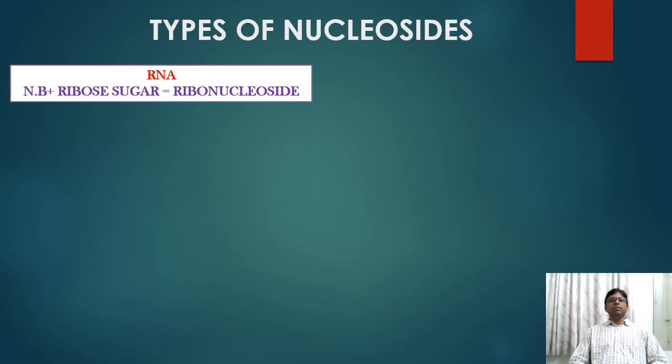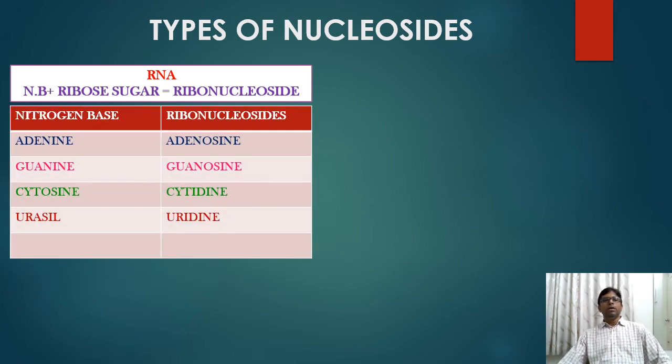Nitrogen bases bind with ribose sugar and form ribonucleosides, or ribosides, in RNA. What are the four ribosides which are found in RNA? Let us see. Four different types of nitrogen bases form four different types of nucleosides in RNA. The four nitrogen bases are adenine, guanine, cytosine, uracil.